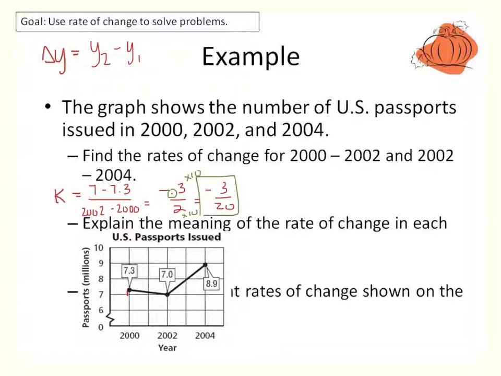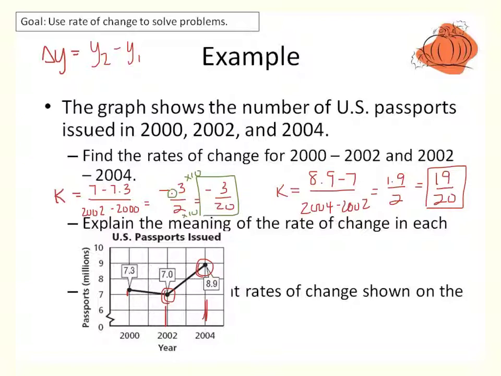And then I want to find my rate of change from 2002 to 2004. So from 7 to 8.9. So this time I'm going to do 8.9 minus 7, because that'd be the second one minus the first one. And that would then be over 2004 minus 2002, which is going to be 1.9 over 2. And again, I can't have that decimal, so if we multiply them both by 10, we're going to get 19 over 20. Okay.